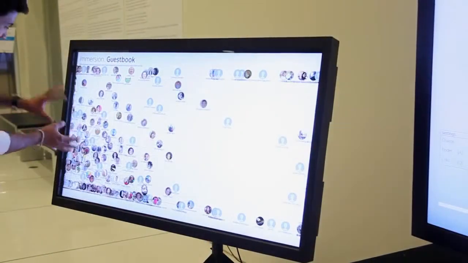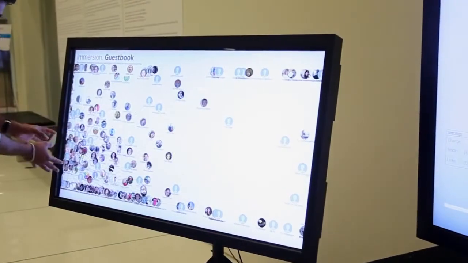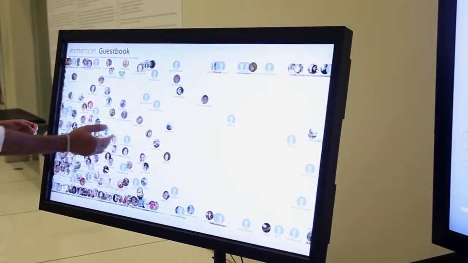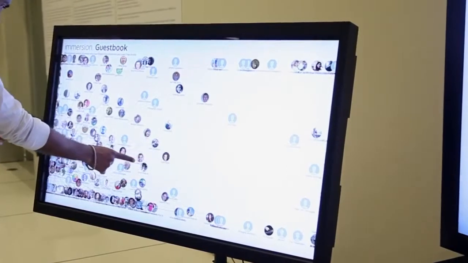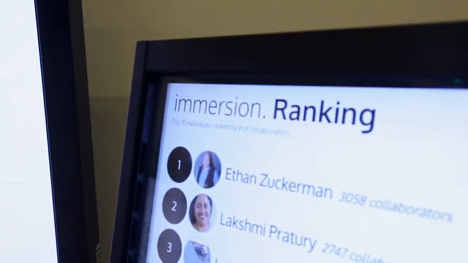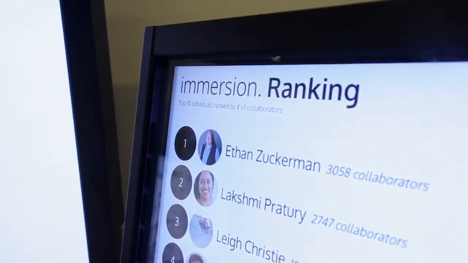And not surprisingly, over time, an interesting trend started to emerge. Towards the core of this guest book graph were all the Media Lab members, and towards the periphery of it were the visitors who probably had very little connection with the larger group within the lab. Another feature for the installation was the rankings view, which ranked users based on the number of email collaborators they had in their inbox. A collaborator is a person with whom you've exchanged at least 3 emails.